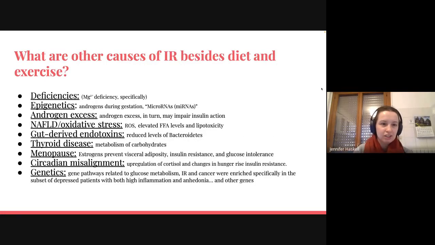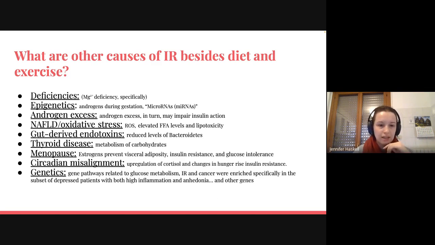Okay, this is me. So other causes: magnesium seems specifically involved in electrical activity and insulin secretion in pancreatic beta cells. Epigenetics, like androgens during pregnancy, microRNAs. Androgen excess in general can impair insulin action and metabolic flexibility. Non-alcoholic fatty liver disease and oxidative stress, we've seen reactive oxygen species come up a lot, and the fatty acid levels that Kaled was talking about earlier.